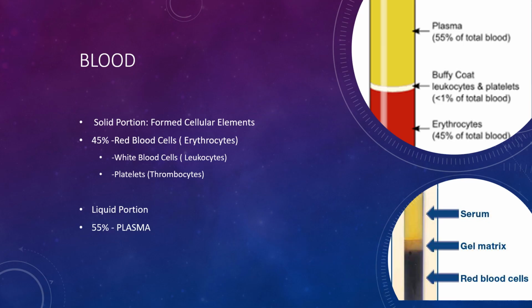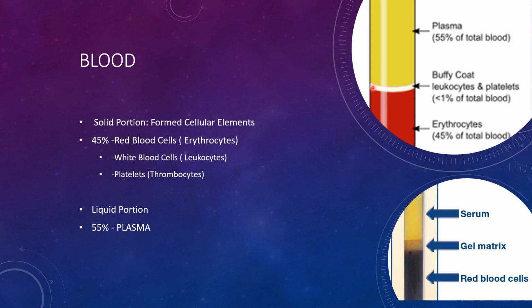So now let's go to your blood. So when you put the blood sample in the centrifuge, it will start to separate the blood constituents into three components, just like what you see here in the right part. So, first part is your solid portion. This is composed of the formed cellular elements. So, it is located at the bottom and the middle of a centrifuged blood sample. So, 45% here is red blood cells or erythrocytes which is settled at the bottom of the tube, while the middle part is your buffy coat which is composed of your leukocytes or white blood cells and platelets or your thrombocytes.